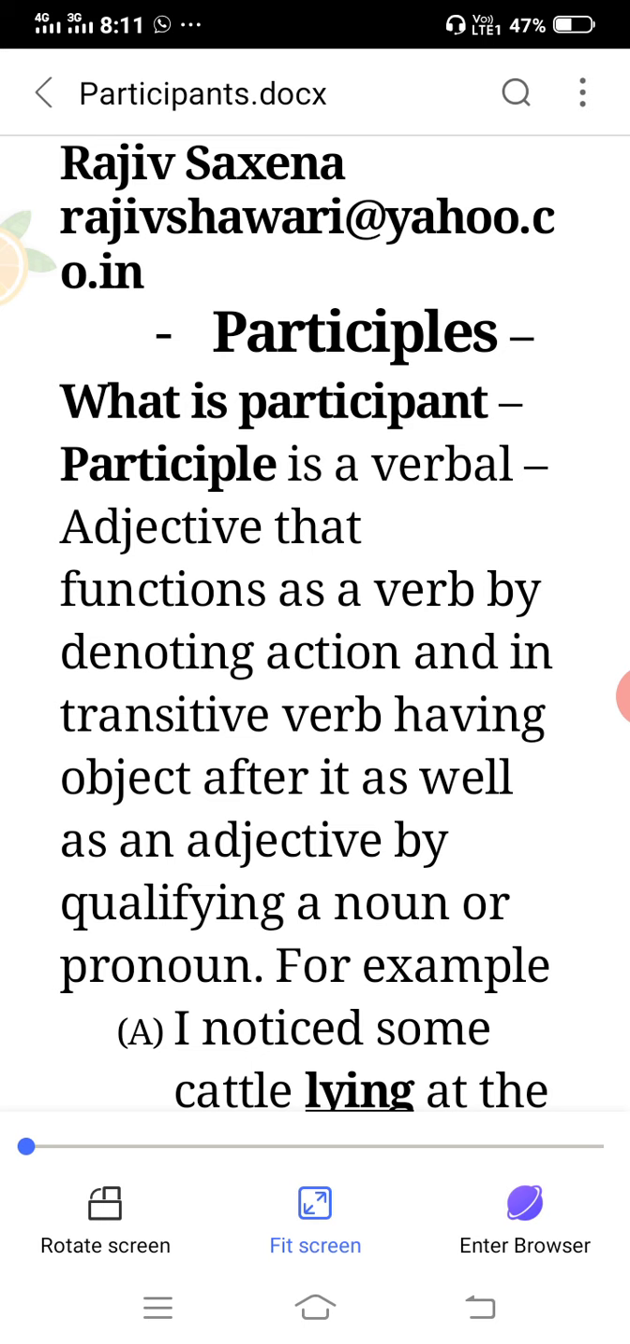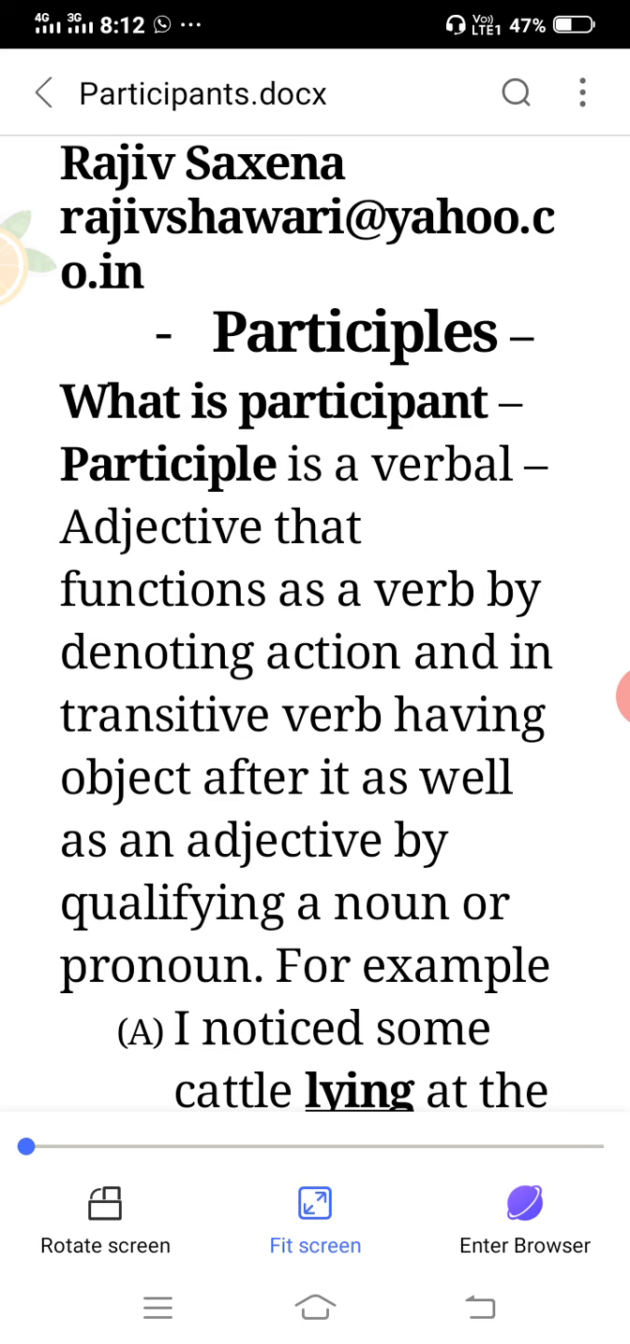Now, the text that you are viewing, the spelling is wrong. Type mistake, it is participles, not participants. It is wrongly typed by mistake. So, read it as participle. So, what is a participle?